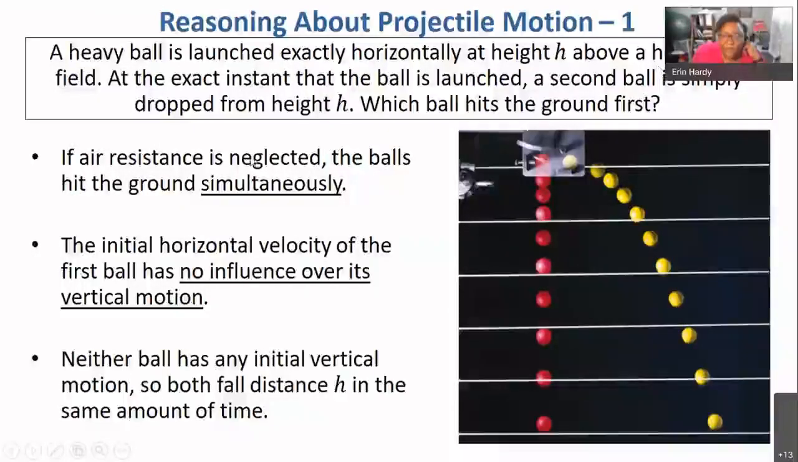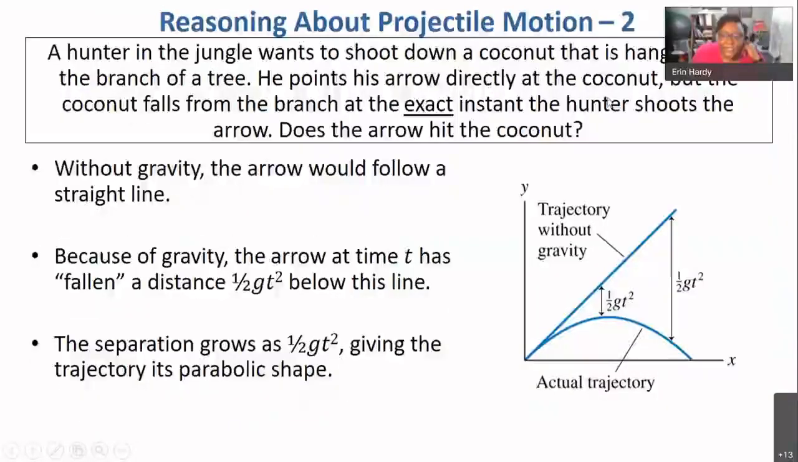So imagine that this is the second reasoning about projectile motion slide here. This is usually referred to as the monkey and hunter problem, but the language in our textbook changes that to a coconut, so I guess nobody is harmed in this problem. But the idea is that a hunter spots a coconut in a tree that's some distance away from them.